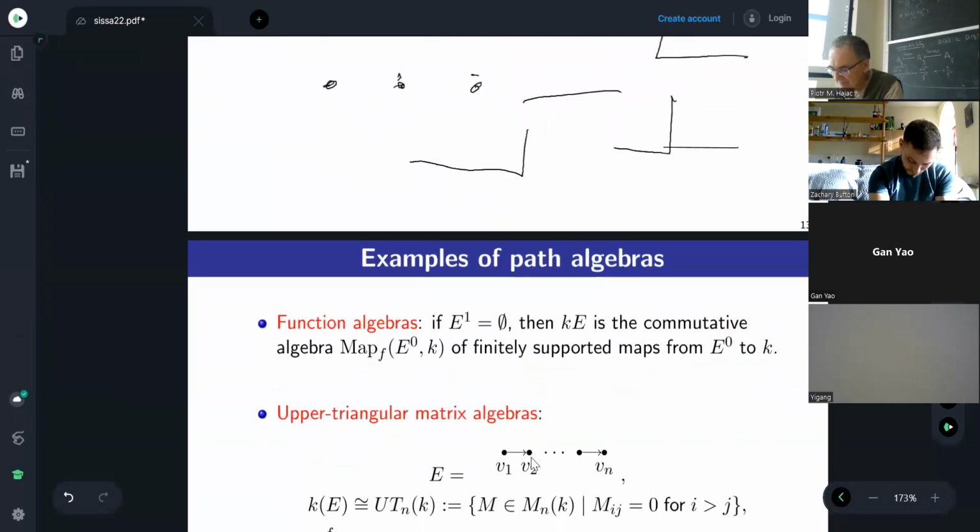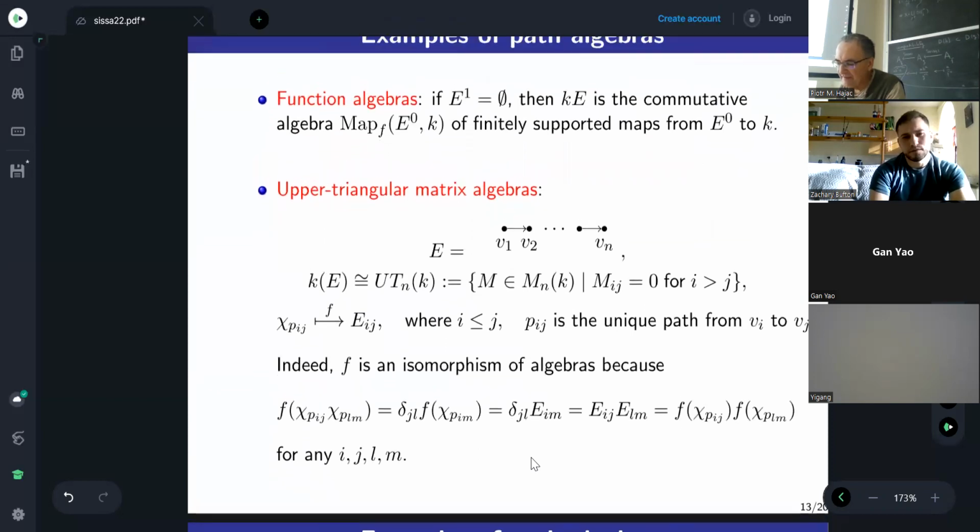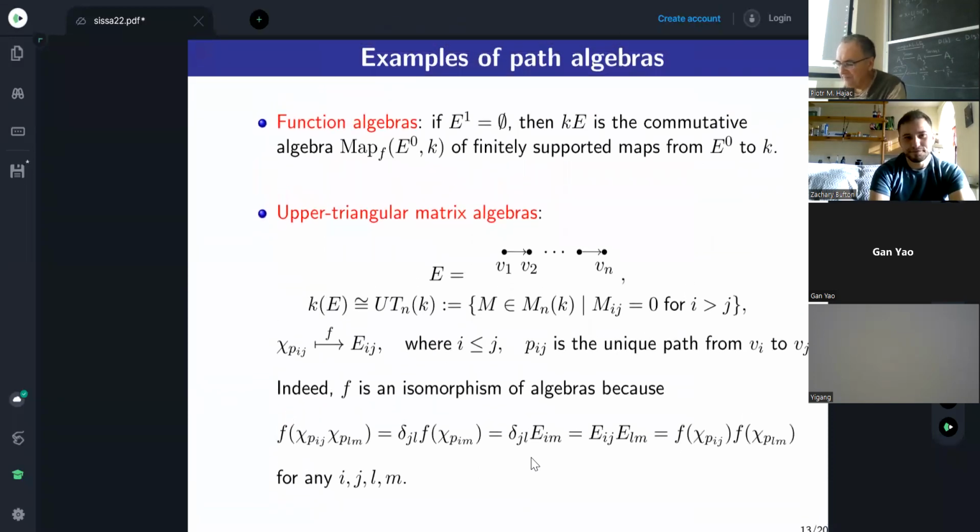Okay, let me continue to something more interesting. After all, we are talking about non-commutative C*-algebras here. We haven't started yet, but it's a good beginning. Whenever you have a graph which is just a path, say from V1 to Vn, you have n minus 1 edges and n vertices. Then the path algebra of such a graph is the algebra of upper triangular matrices, so Mij is non-zero whenever i is bigger than j.